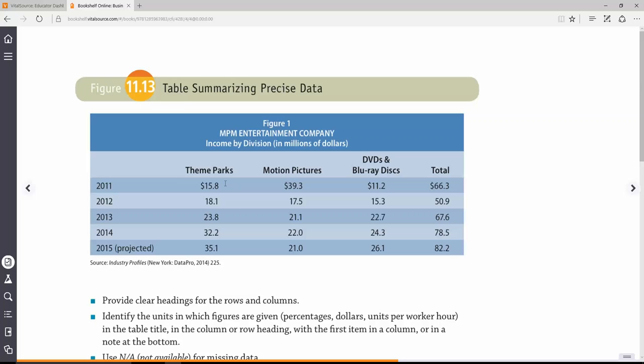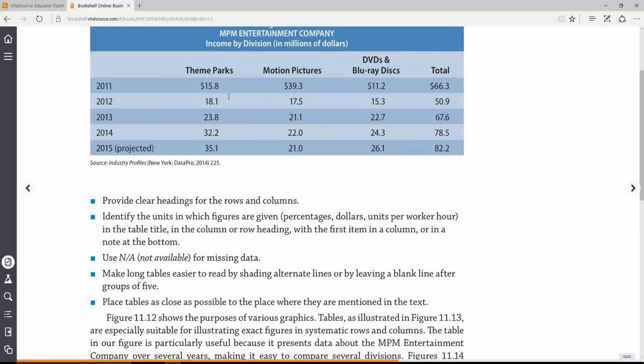All right, table summarizing precise data. So here's the years and its projection. Theme parks, motion pictures, DVDs, and then the total here. Income by division. Clear headings, you can see it. Identify the units, see, in millions of dollars. Here's the source right here.